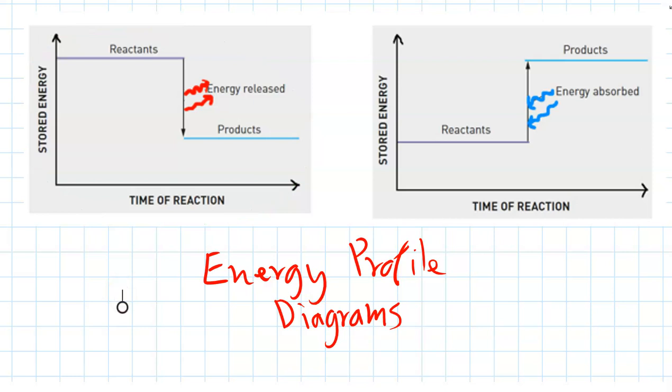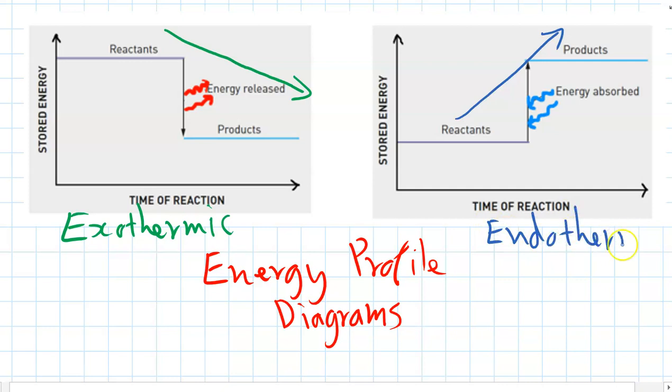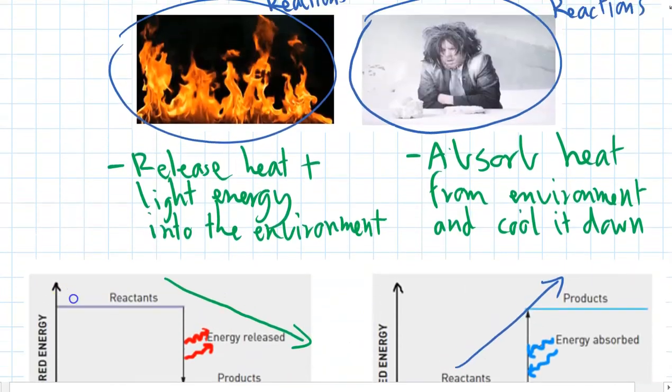You can remember if the graph goes down from higher reactants to lower products, that's exothermic. And in the other case, if the graph goes up from reactants to products, that's for an endothermic reaction. So you just need to know the difference and be able to recognize each one. Okay, so that's the difference between endothermic and exothermic reactions.